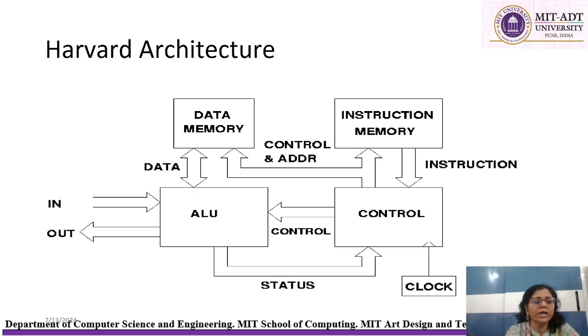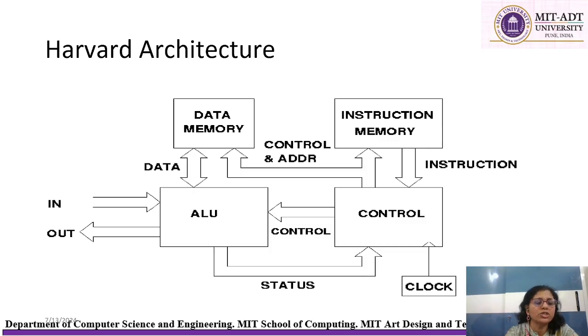Harvard architecture supports distinct memory spaces for instructions and data. It allows for fixed instruction length. Instructions are of fixed length, and that simplifies the instruction fetch process and allows for faster execution. Next important thing about the Harvard architecture is parallel instruction and data access.